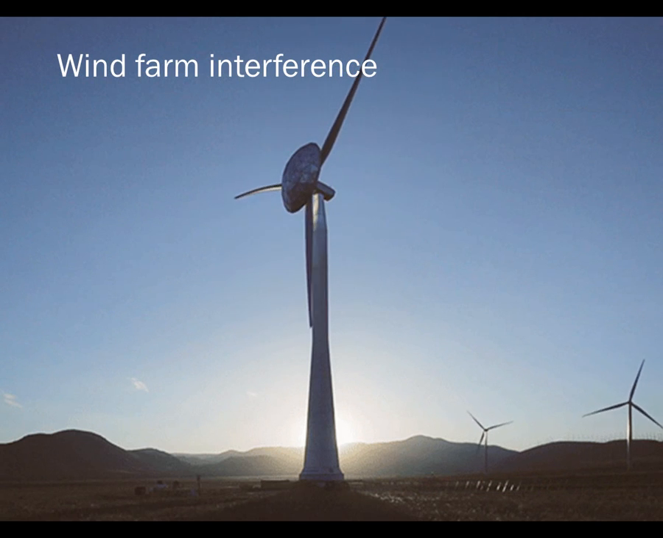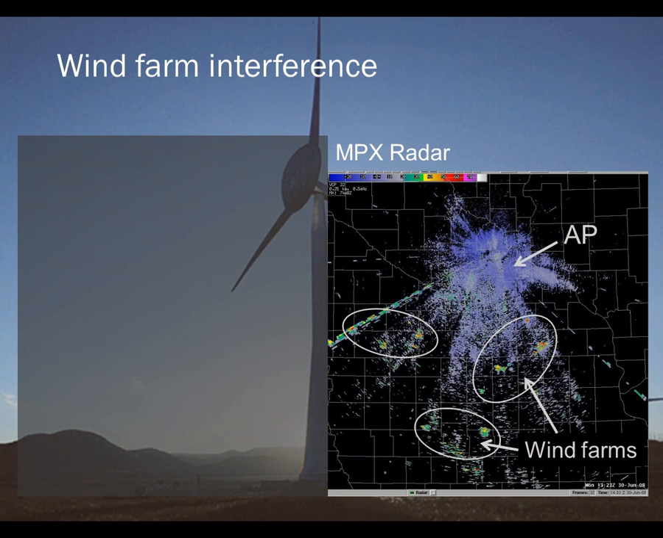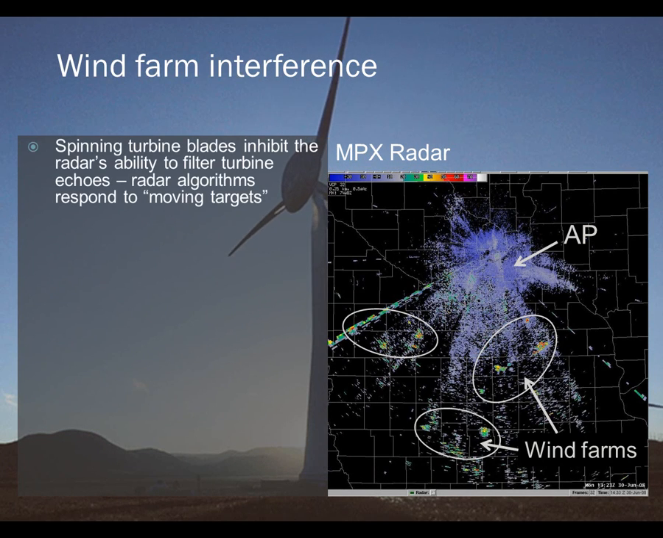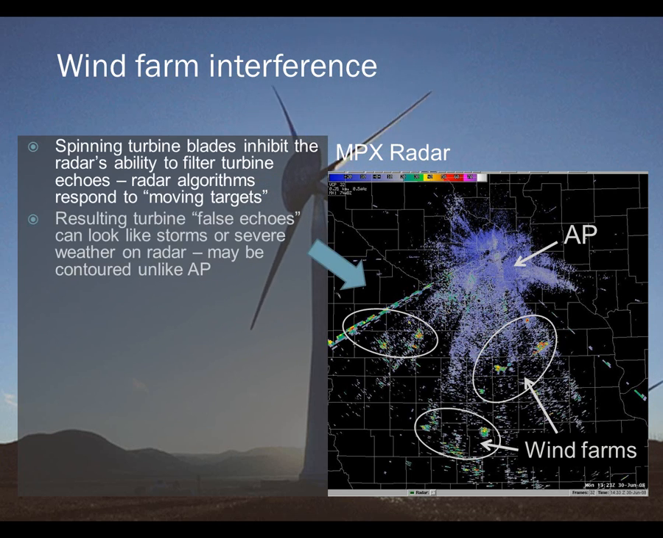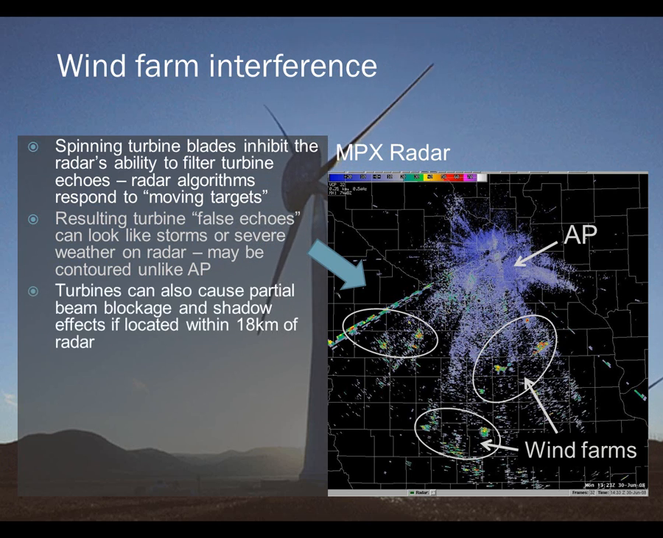Finally, let's take a look at wind farm interference. It's a problem in the Midwest because of the increase of these locations. The spinning turbine blades inhibit the radar's ability to filter turbine echoes. The radar algorithms actually respond to moving targets, so the resulting echoes look just like storms or severe weather on radar. They may actually be contoured, unlike the AP echoes that you normally see.